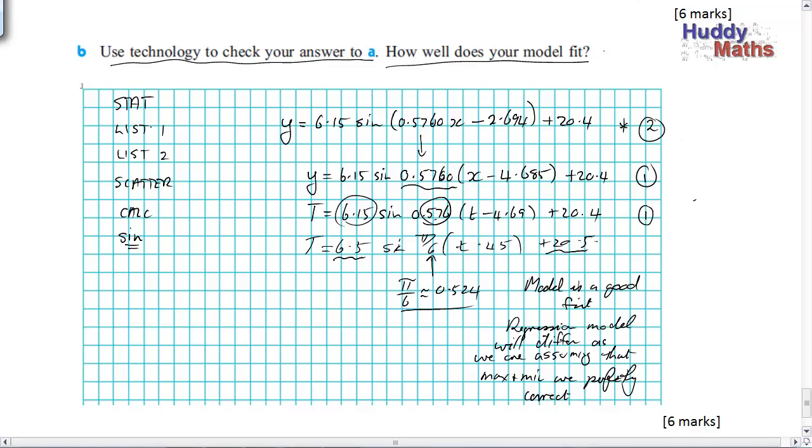I'm reading how well does your model fit. I'm comparing it to the regression model. It could be another interpretation of that question. How well does your model fit the data? No, I'm not interpreting it that way. I'm interpreting it as how does your model fit, our model there, versus the technology model. Okay, so what have we got here? You've got 1, 2, 3, 4 there, and 1 here for converting that pi on 6 to compare it to the 0.576, and 1 for some reasonable statement, say, yeah, they match up pretty well.